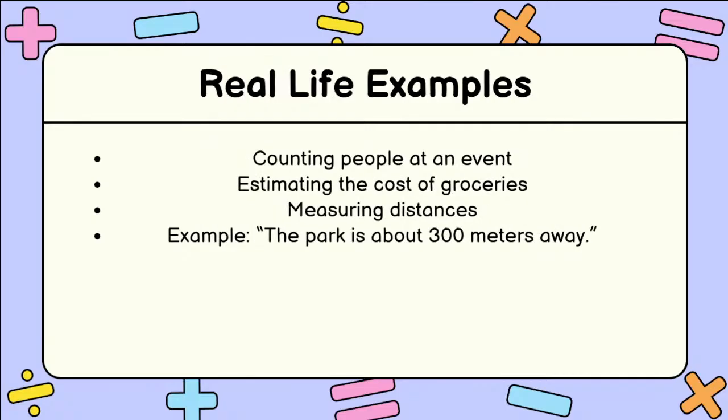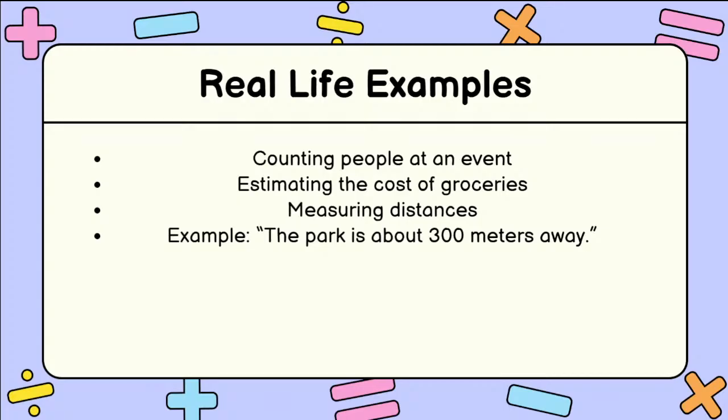Some real life examples of rounding are when we count the number of people at an event. We don't know exactly how many people will be there at the event, but we can estimate based on about how many people we see. Next is estimating the cost of groceries. So if the cost of the groceries is maybe 102 rupees, then you can just round it and say 100 rupees.